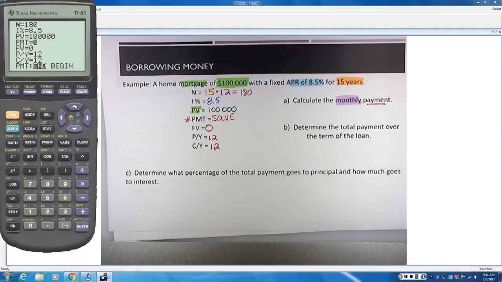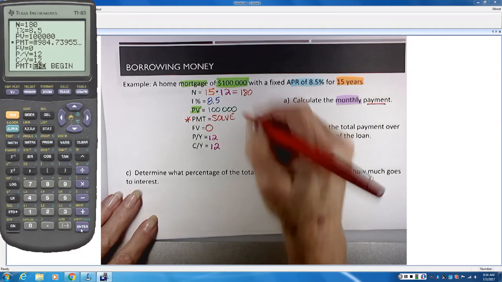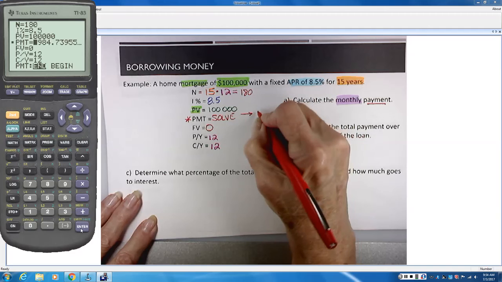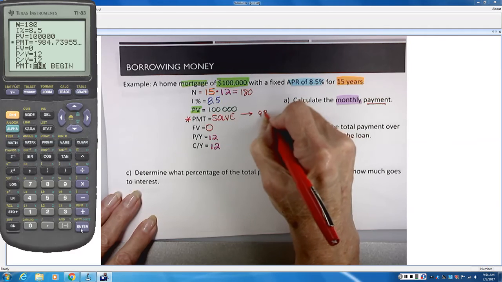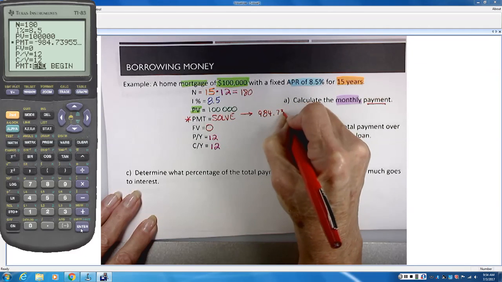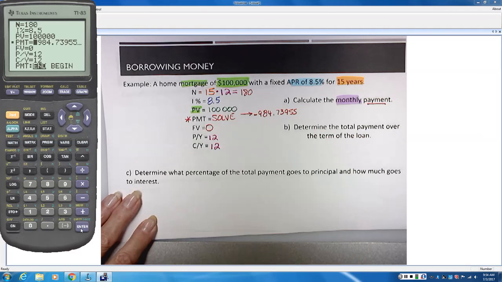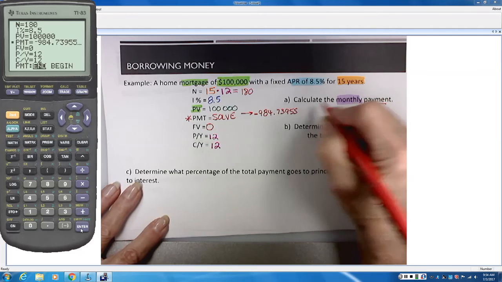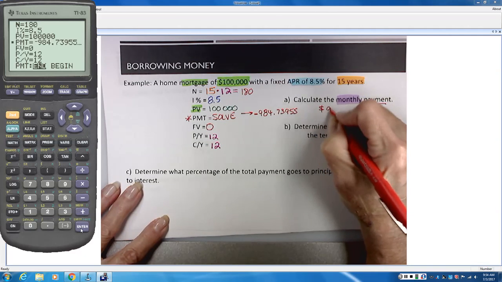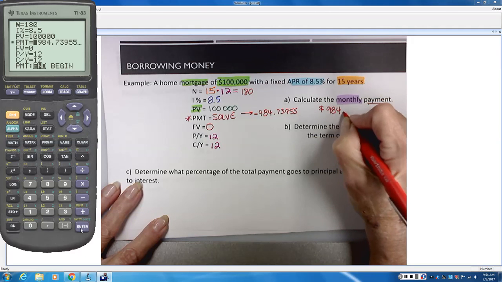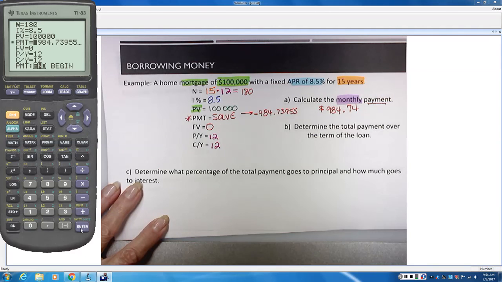So put your cursor where it says payment and then alpha, enter to solve, and it says your monthly payments are negative because you're paying it out. Your house payment is $984.74.